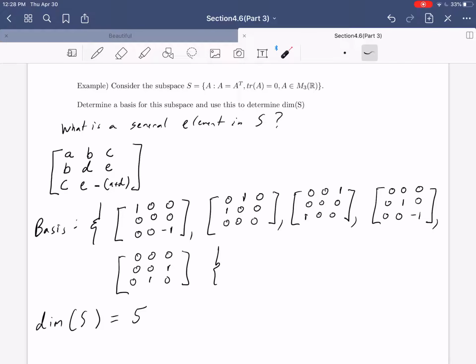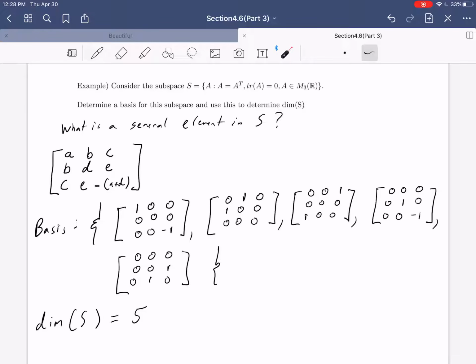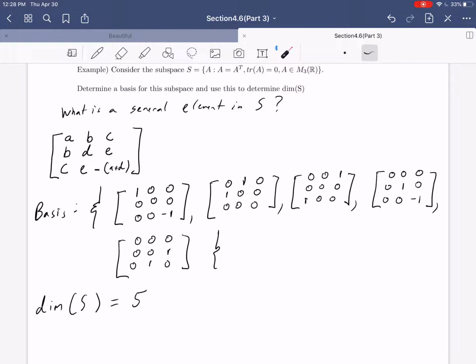If we could do that, if we came up with 4 more matrices that are linearly independent from these guys, then those 4 plus these 5 would give us a basis overall for M3 of R. Okay, so that's basically showing you, given a subspace, how to think about the general element, use the general element to determine a basis, and then use that basis to talk about the dimension. Let's try one more example of that.